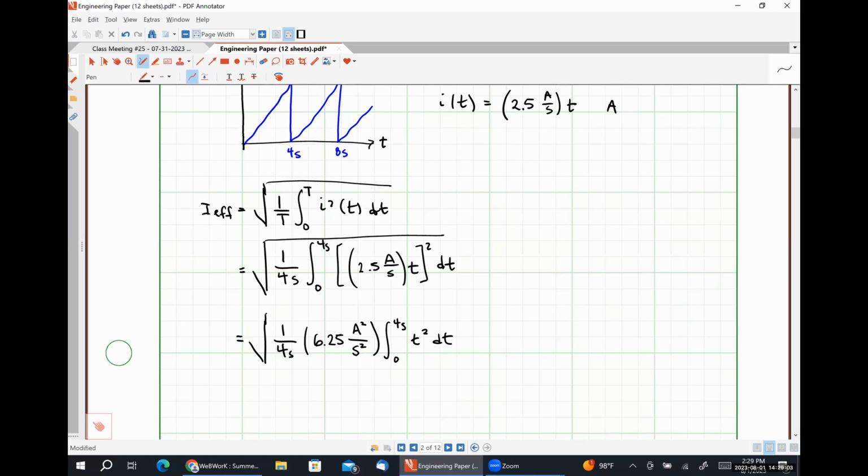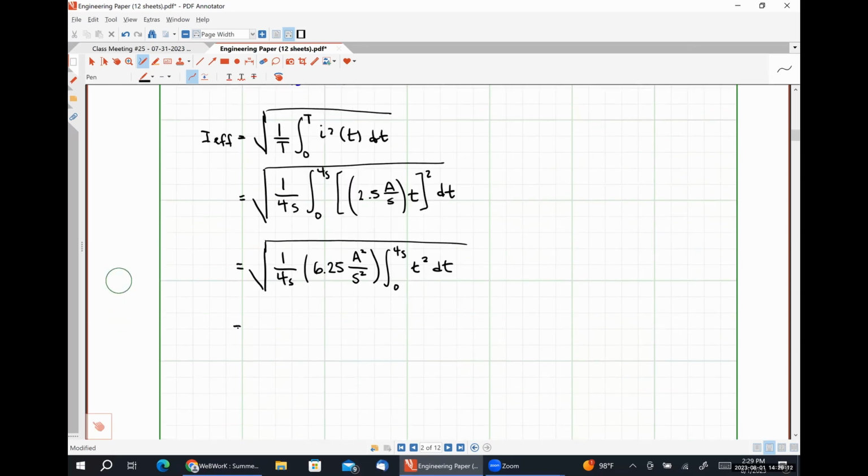So what's the integral of t squared? T to the 3/3. Yep. So let's pull my factor of 1/3 out. So I'm going to have 1/3 times 1/4 seconds times 6.25 amps squared per second squared. And then over here, I'm going to have t cubed evaluated at 4 seconds and 0 seconds.